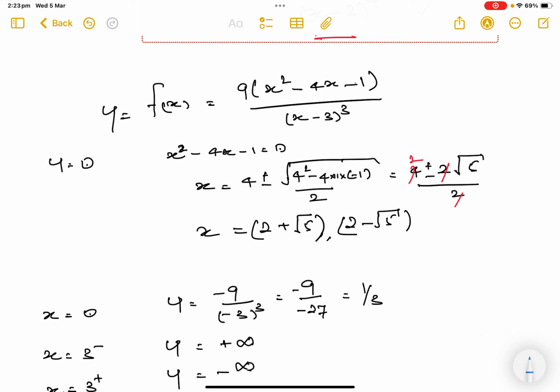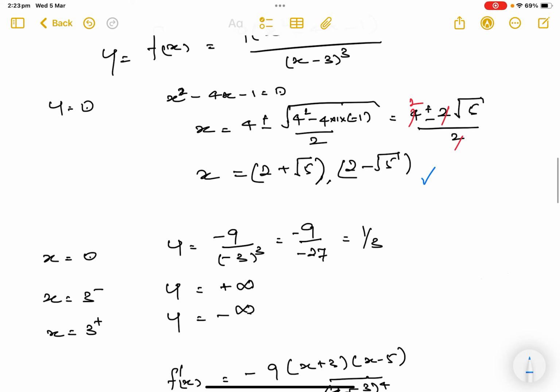What we have is 2 plus or minus root 5. So the 2 plus root 5, 2 minus root 5. So the graph will cut the x-axis at 2 plus root 5 and 2 minus root 5. Root 5 is greater than 2, so 2 minus root 5 is in the negative part, and 2 plus root 5 is greater than 4.